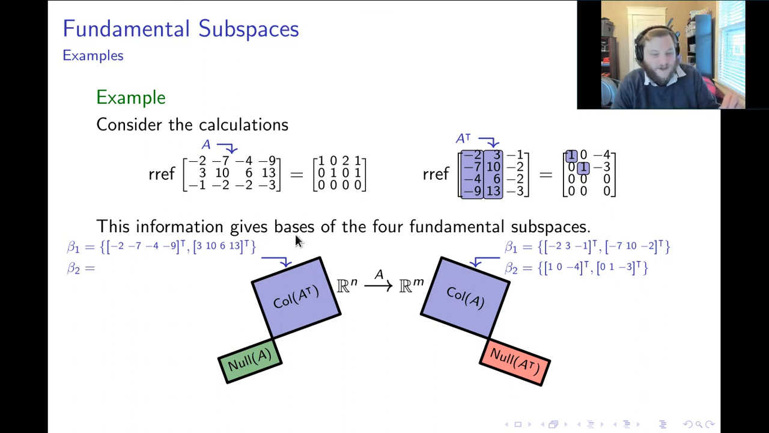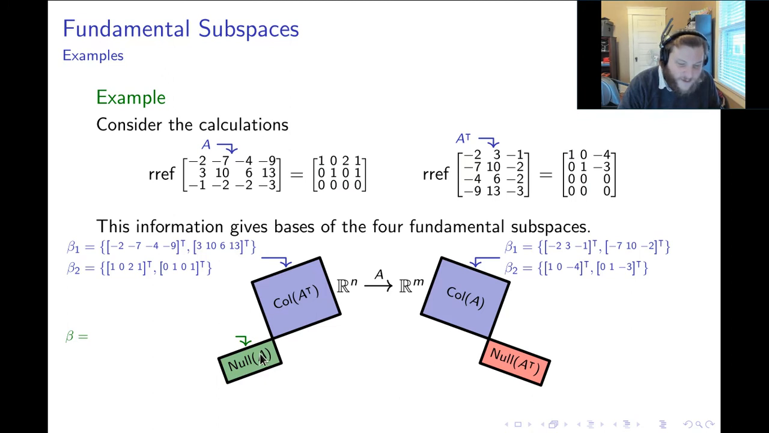Our second strategy says we can look at the non-zero rows of the reduced row echelon form of the original matrix. So those would be the two non-zero rows of the reduced row echelon form of A: 1, 0, 2, 1, and 0, 1, 0, 1. This gives us two valid bases of the row space of our matrix, which is the column space of the transpose. Again, different bases, but both equally valid.